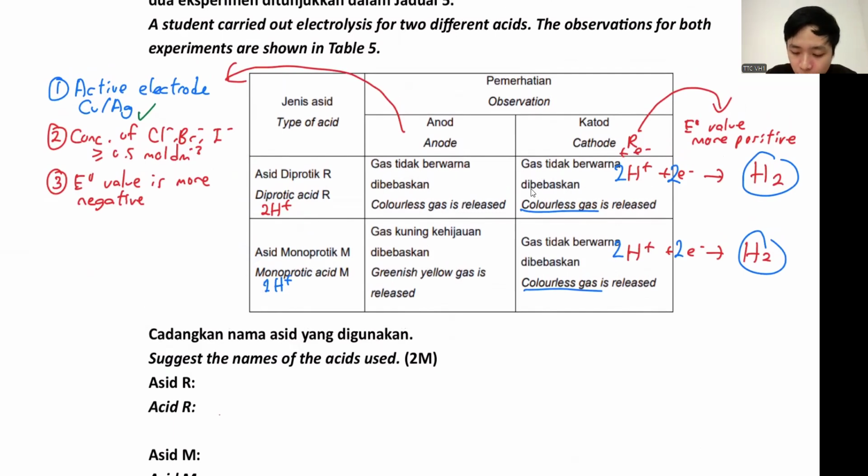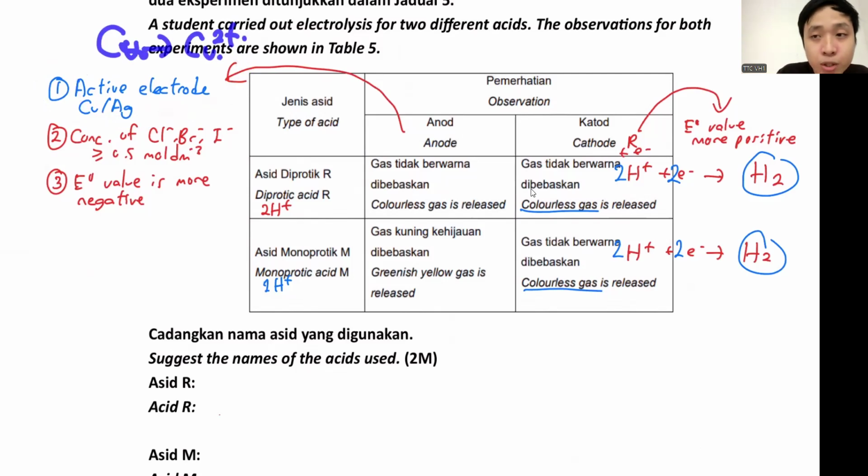Then anode, here we come. Okay, so they say colorless gas is released. Now, you think properly. Do you think it's possible for first factor? If let's say your electrode is using copper and silver, do you think you got gas coming out? No, right? If you use active electrode, normally, let's say if Cu undergoes oxidation, it becomes Cu2 plus.